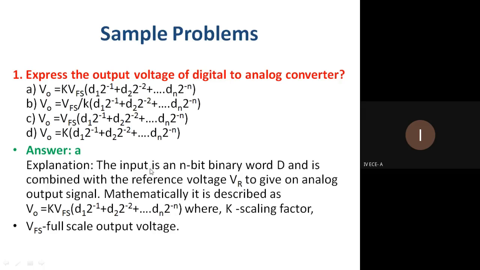The input signal is an n-bit binary word, which is combined with the reference voltage VR to give an analog output signal, mathematically described as VO is equal to K into VFS into D1 into 2 power minus 1 plus D2 into 2 power minus 2 plus Dn into 2 power minus n, where K is the scaling factor and VFS is the full scale output voltage.